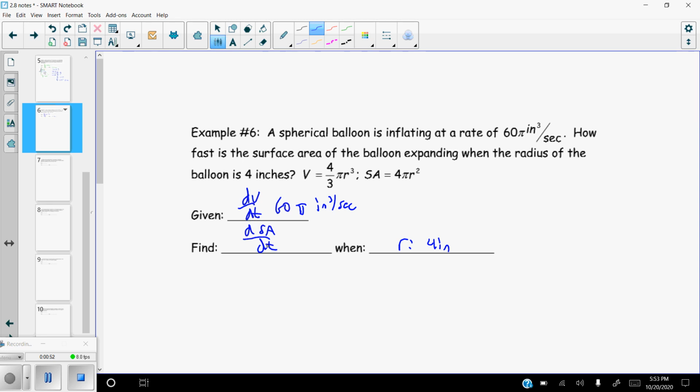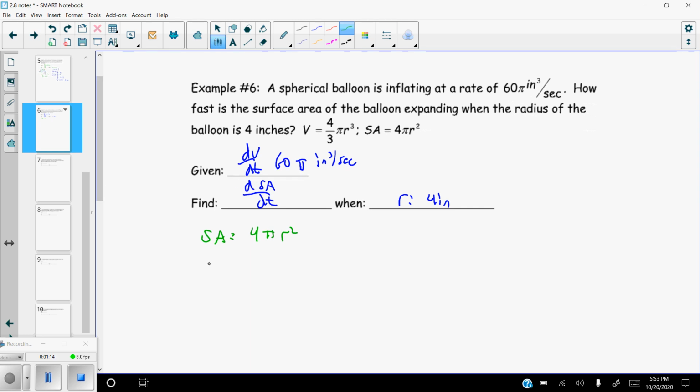Nicely, they gave us a couple of equations here. We're going to have the volume equation and the surface area equation. So we're looking for how the surface area is changing. So let's start off with that one. We're going to start off with the surface area being 4 pi r squared. Okay, let's take the derivative of that to see what pieces we need.